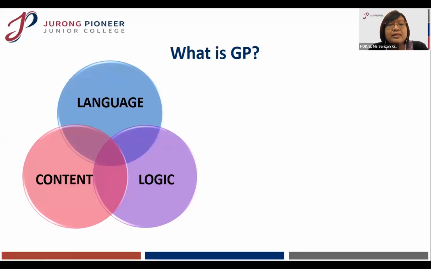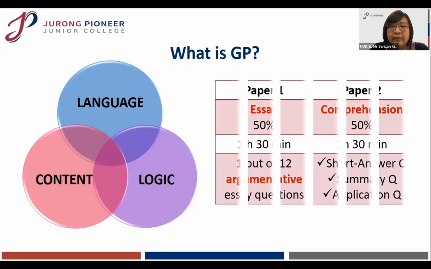So what does that mean? Okay, it means you need to have not just good language, you need to have content. What is the content that I'm referring to for GP? It is current affairs. So you have to be up to date on the news, all right? The logic that's involved in GP is argumentation, all right? So for this subject, we only have argumentative essays.